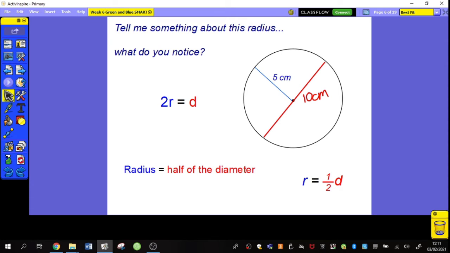So basically all I'm going to be doing today is doubling or halving. If I'm given the radius, I'm going to double it to get the diameter. If I'm given the diameter, I'm going to half it to get the radius.